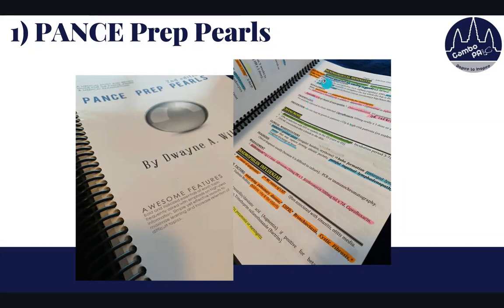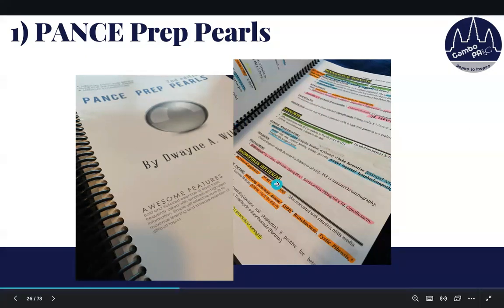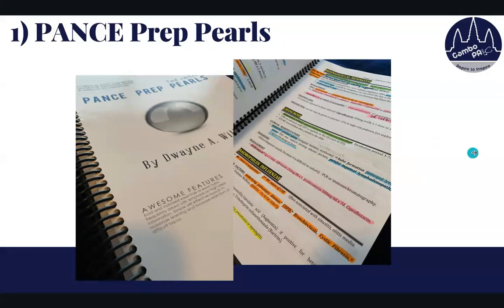highlight and go through these, and at the same time during PA school lectures I would write the notes on the side, so when it came down to studying for the board exam for the PANCE, everything was already right then and there, and I could just review it and go as is.